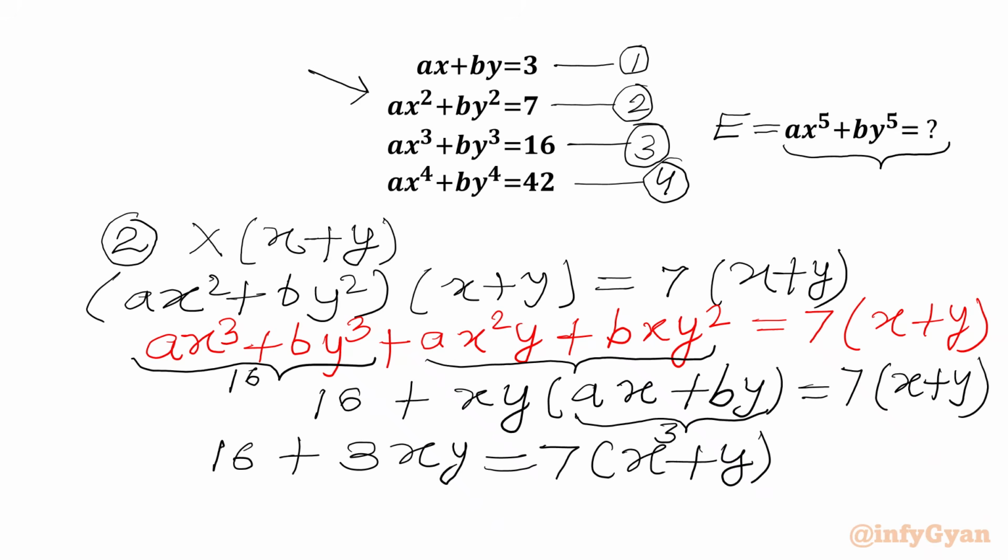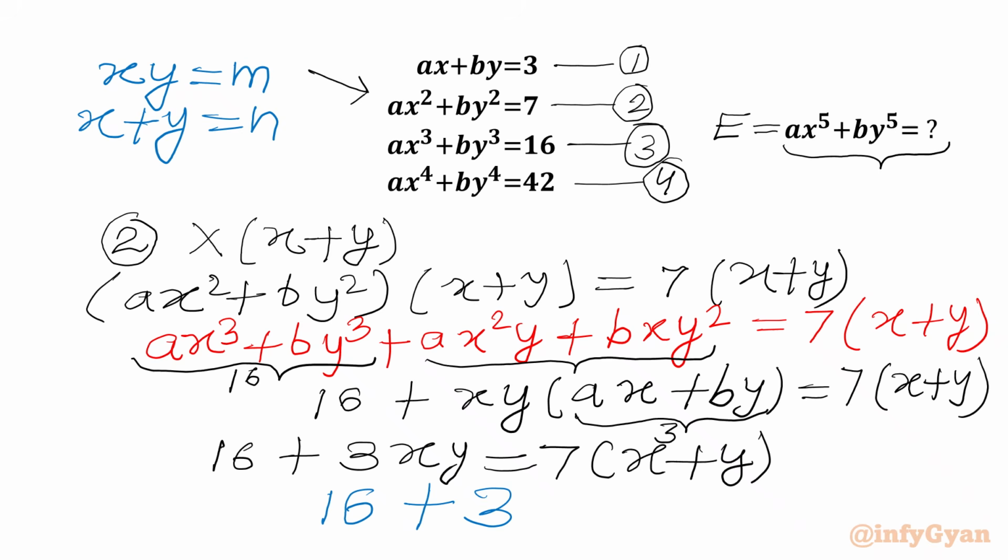Now instead of writing xy and x plus y, let us assume xy equal to m and x plus y equal to n. So our equation here will be 16 plus 3m equal to 7n. Let's say this is our equation number 5.